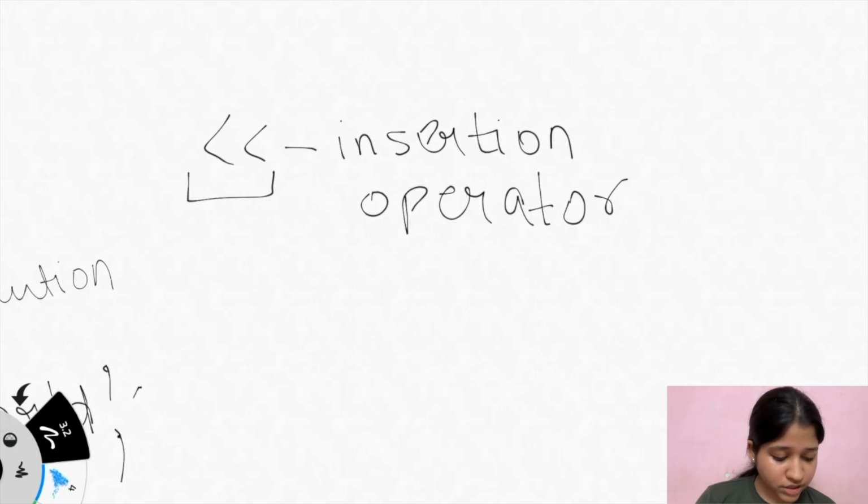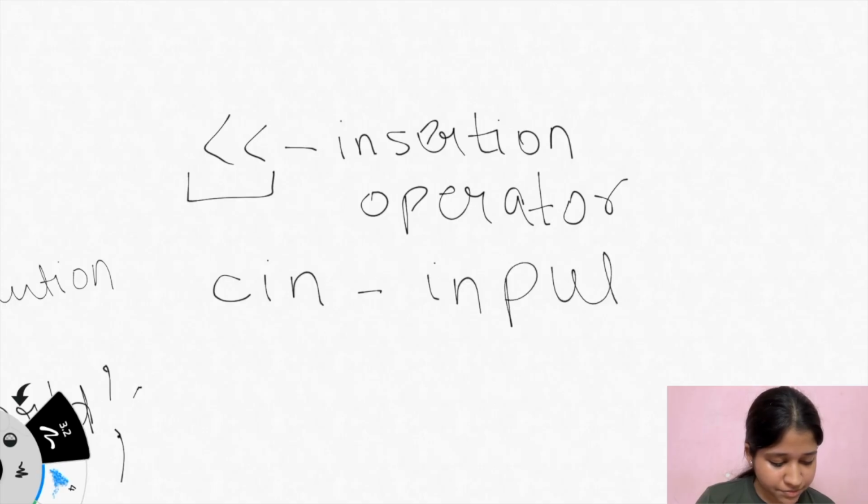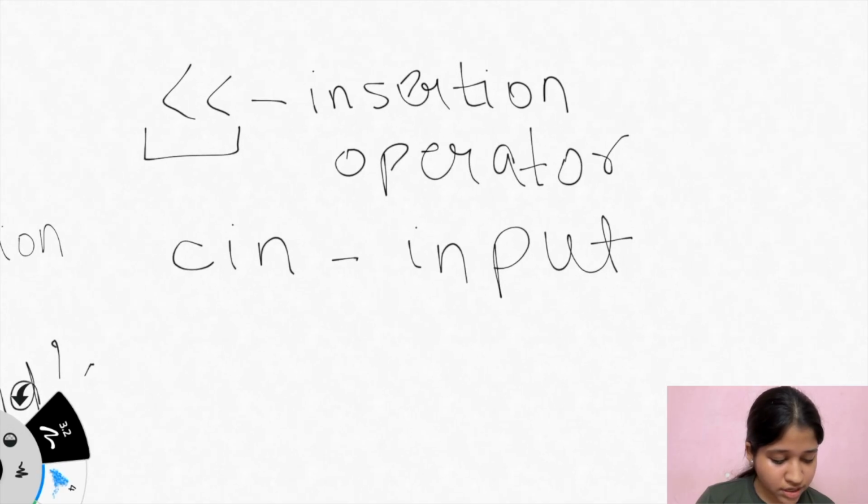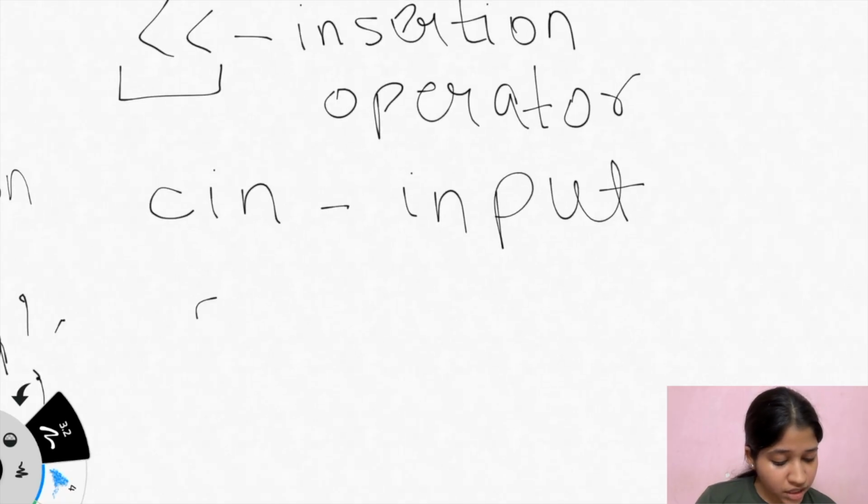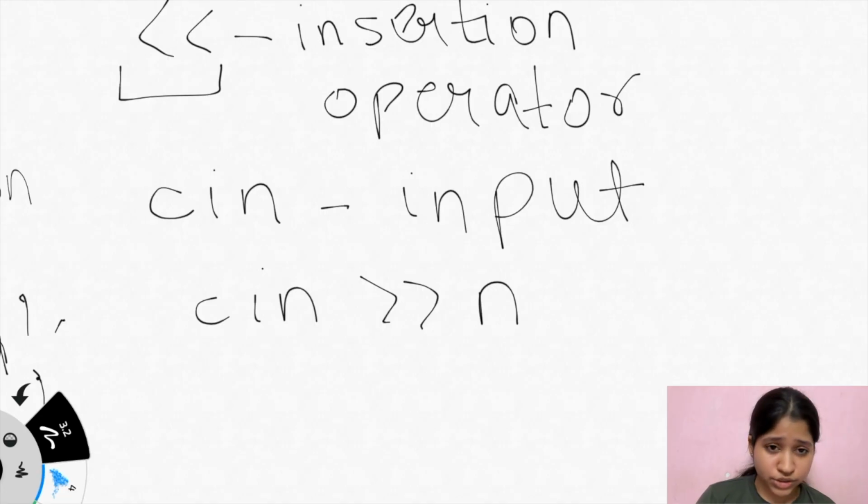And for input, let's just understand. We use cin for taking user input, and cin means character input. Cout is character output and cin is character input. With cin, we use these. Let's say I need to take an input n from the user.